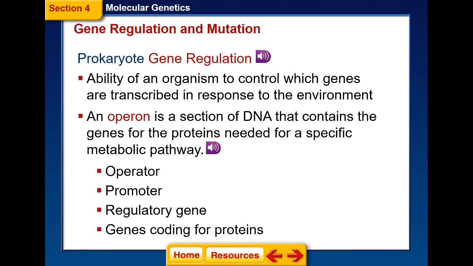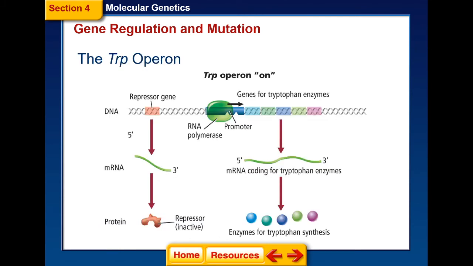Prokaryote gene regulation. The ability of an organism to control which genes are transcribed in response to the environment. An operon is a section of DNA that contains the genes for the proteins needed for a specific metabolic pathway. Operator, promoter, regulatory gene, genes coding for proteins. So let's break it down. The TRP operon. This is because of TRP, because of tryptophan, which is an amino acid.